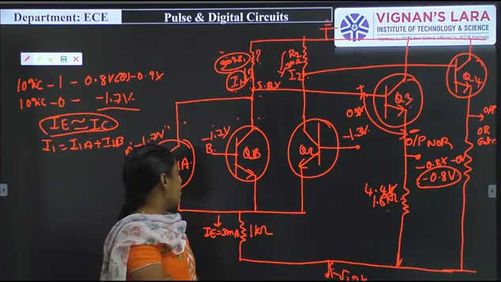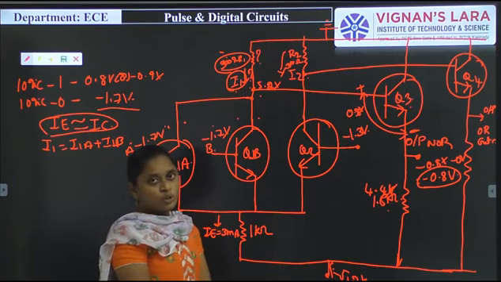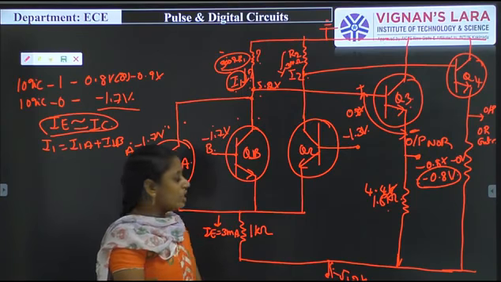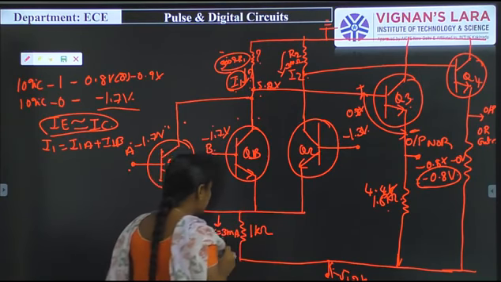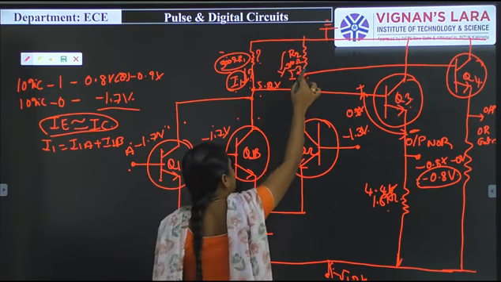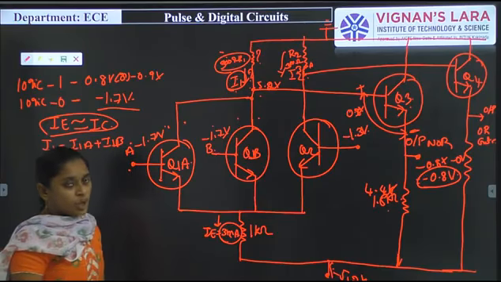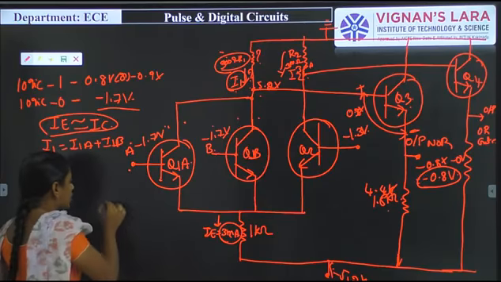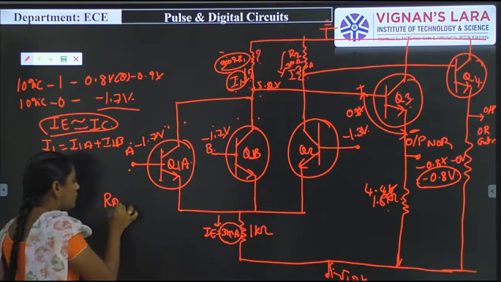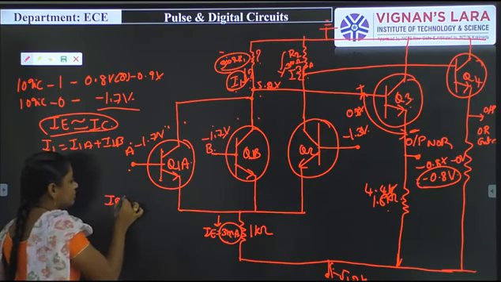So it compares the Q1A and Q1B signal. Then Q2 is going to on condition. When Q2 is going to on condition, this 3 milliampere signal will be reached here. That's why there is a drop across the R2. What is the drop across R2? The R2 drop will be I2 into R2.